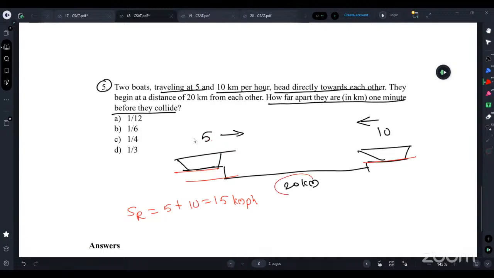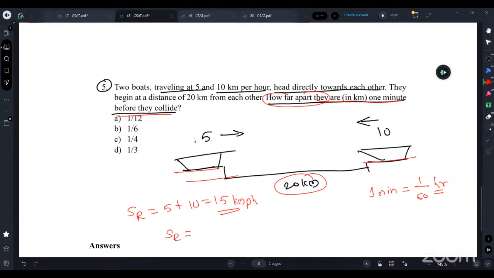Now the initial distance between them is 20 kilometer, but we don't have to think about it. So guys, what we have been asked is how far they are from one another 1 minute before they collide, right? So basically we have to find out in 1 minute how much distance they travel, right? Our speed is in hours, so we will convert this minute into hours. So that will be 1 by 60 hour, right? Now you know the formula.